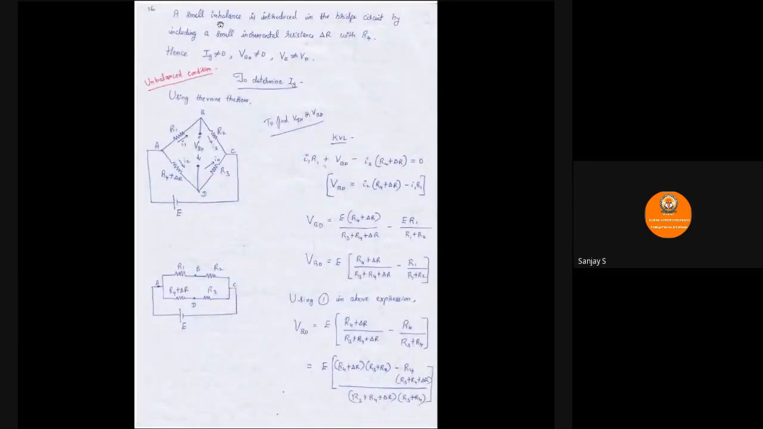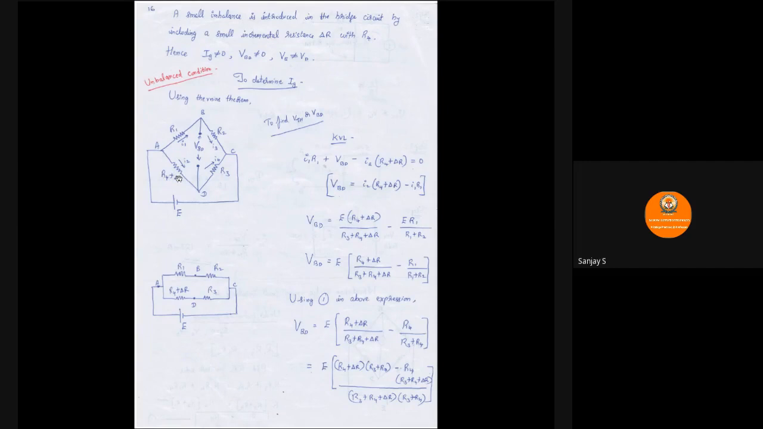Now, a small imbalance is introduced in the bridge circuit by including a small incremental resistance delta R with R4. So I have modified this particular circuit now in order to study the effect of imbalance. So I'm introducing delta R additionally along with R4. If I only had R4, the bridge was balanced. Since the resistance has changed here, there is an imbalance created in the circuit.